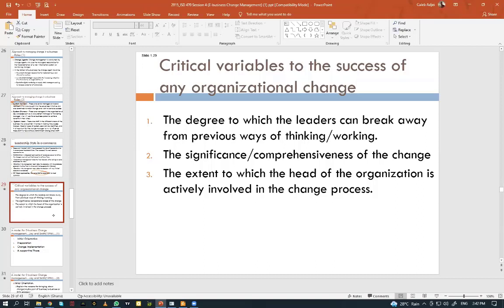If we say an organization is successful in implementing a change, what are the variables that can indicate that there are critical variables to the success of any organizational change? Number one, the degree to which leaders can break away from a previous way of thinking and working. You go to certain organizations, we have brought in computers and systems, we have bought a new software that everybody should start using, and you go and you see even the leaders, they'll tell you, oh, my friend, if the thing is not working, go back to the old system and use it. After all, it's a new system. So the degree to which the leaders can break away, they are saying that, okay, this is a new system. Whether we understand it or not, we want to use it so that as we continue using it, we'll begin to understand it better.